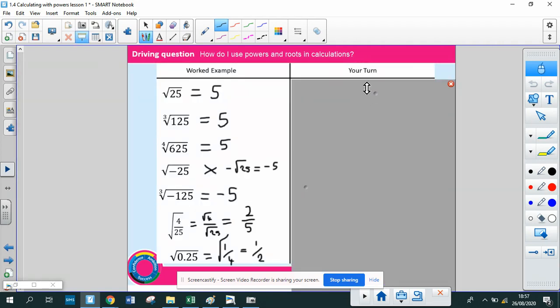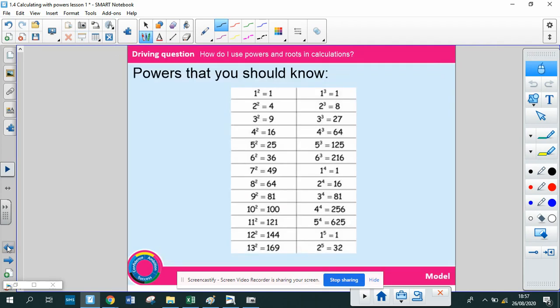Okay, have a go at these ones. If you don't know them yet, go back and have a look. But remember, these won't be handy to you all the time.